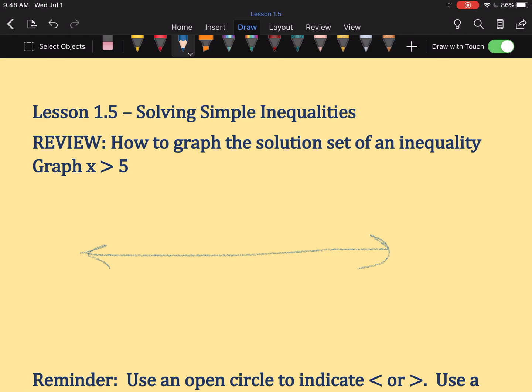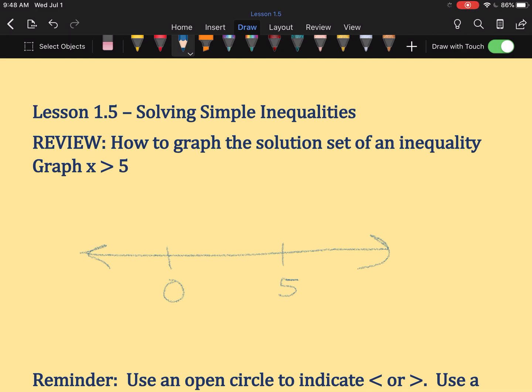On every number line you ever do for me for an inequality, I require two things: 0 and the number of interest. Here, that would be 5. Sometimes that number of interest will be a fraction or a decimal. I don't care. Sometimes it'll be negative. I don't care. I want 0 and the number of interest. If it's a negative number, just make sure you put it on the left side of 0 where it belongs.